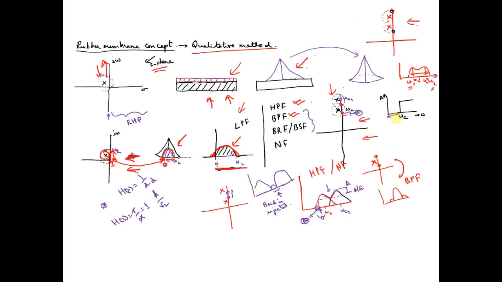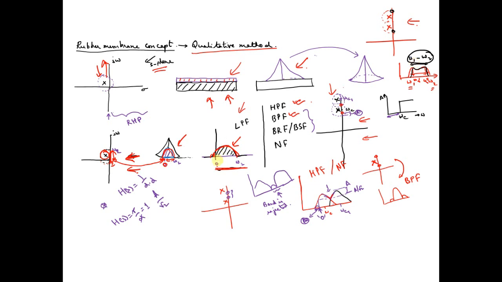So what will happen? This distance of omega 1 to omega 2 has reduced further. So you have made a more stringent system, where the roll off is very quick. What is the roll off?